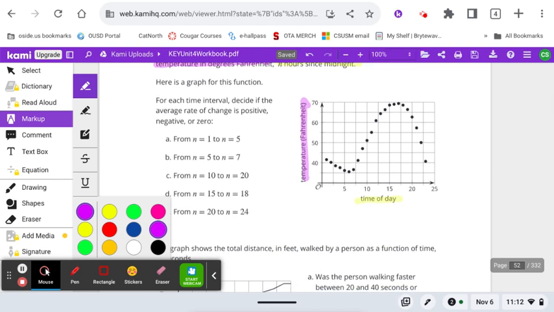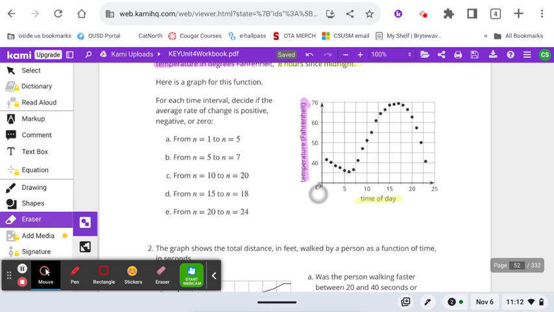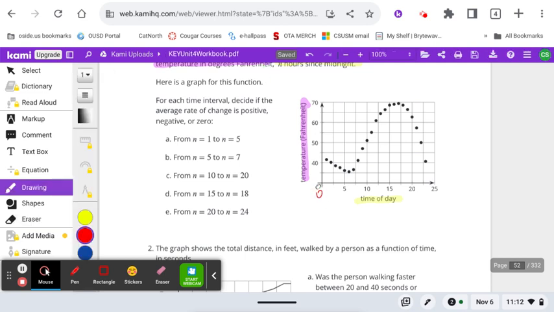For each time interval, decide if the average rate of change is positive, negative, or 0. And so we're just going first from n equals 1 to 5. And so notice that there's like a 0 to 5. And so about how much is that little middle line? That's like 2.5. And so middle of that would be like 1.25. And so 1 is in between that. So from 1 to 5 would be kind of like from right here to 5.